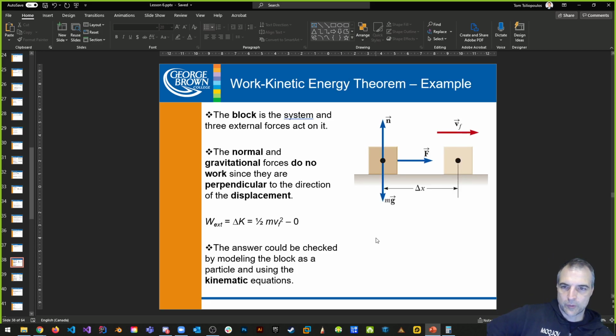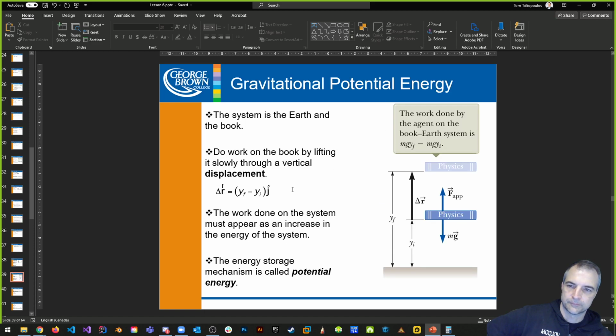In the same way, when we think about kinetic and potential energy, we think about the block as the system and 3 external forces act on it. We've got an external force that goes in this direction, as an example. We have a displacement from this position to the final position. We have the normal force that's pushing up from the ground, as an example. And so we can say that this is the work kinetic energy theorem example, right?